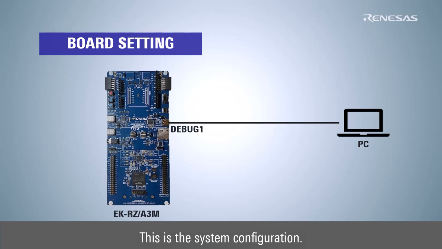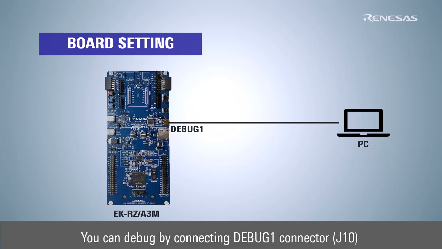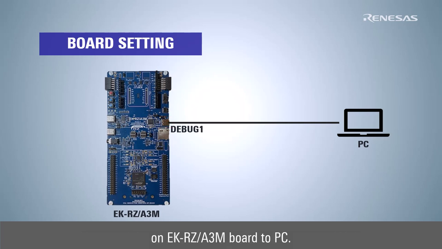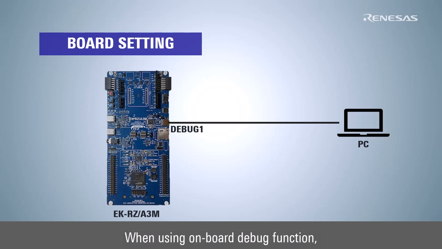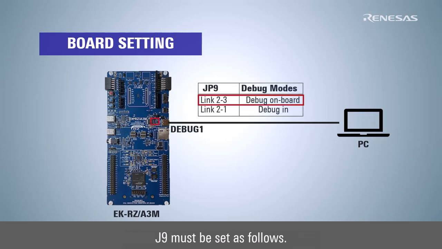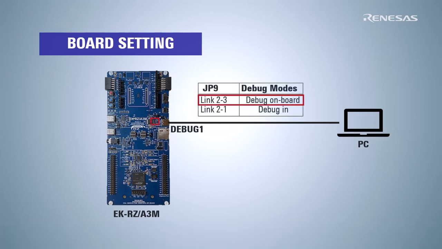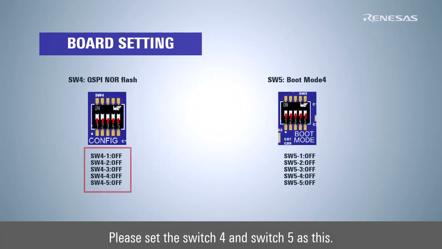This is the system configuration. In the case of RZ/A3M, the onboard debug function is supported. You can debug by connecting the debug1 connector, J10, on the RZ/A3M board to the PC. When using the onboard debug function, J9 must be set as follows. Please set switch 4 and switch 5 like this.